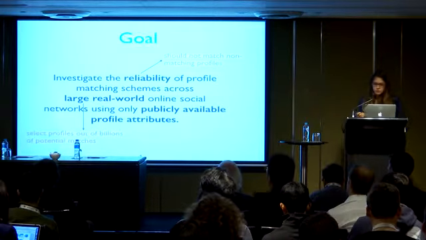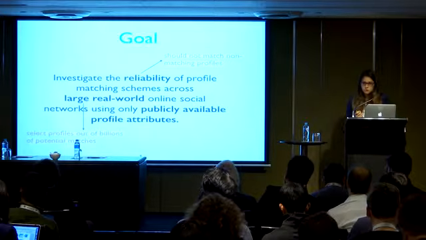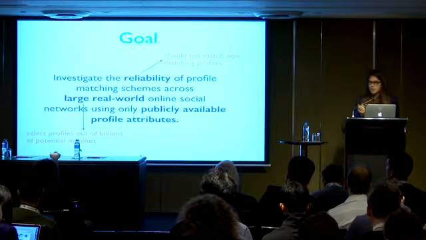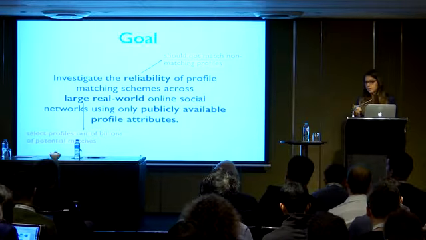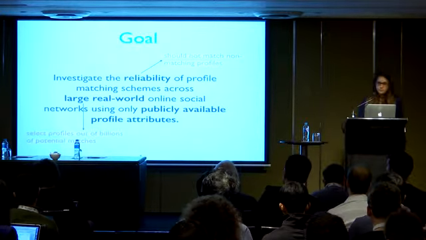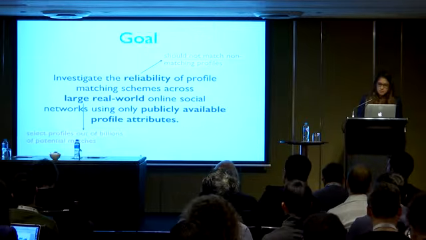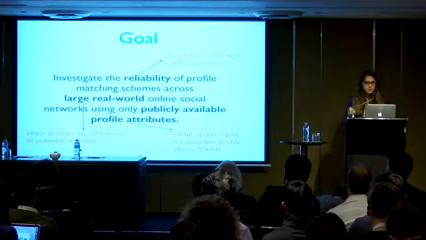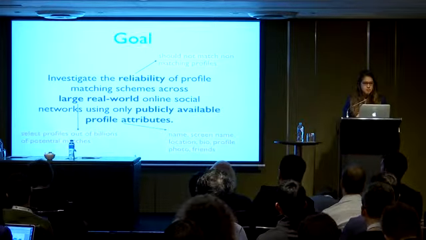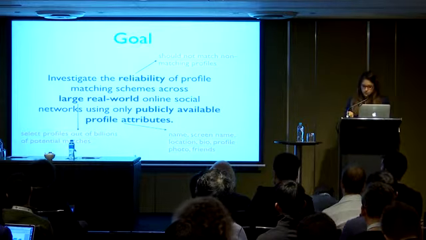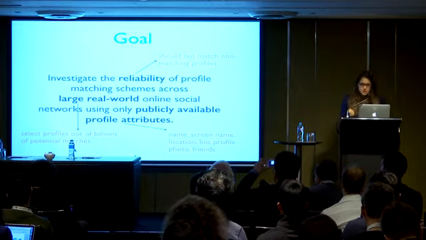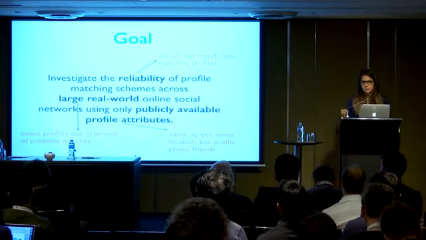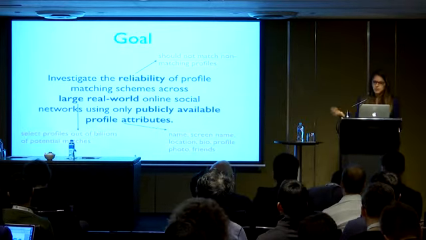Then we focus on large real-world social networks where the matching scheme has a really hard job to do, and it has to select the matching profiles out of potentially billions of potential matches. And finally, we focus on exploiting the information users publicly provide about themselves, such as names, screen names, location, bio, profile photo. And we are focusing on this because this is the actual information that anyone can access through the internet and through APIs. So anyone can mount this kind of matching.